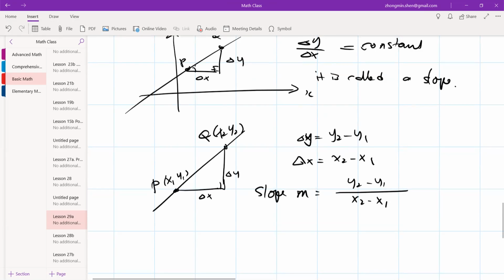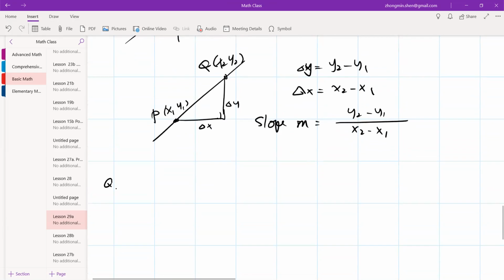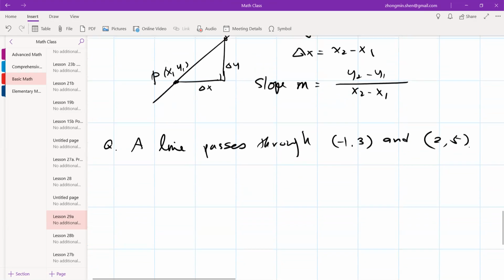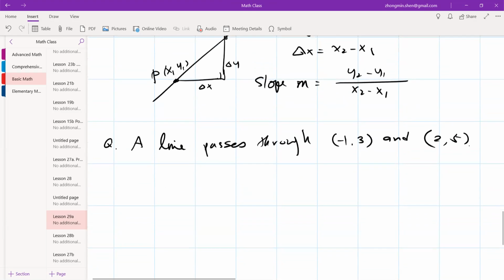Okay. So let's look at a point. Let's find the slope. Now, a line passes through 2 points, (-1, 3) and (2, 5). Okay. So there's a unique line there. Let's find the slope.